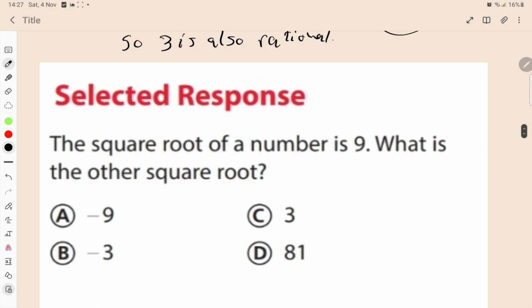Very good. Selected response. The square root of a number is equal to 9. What is the other square root? We said that the square root of x is equal to 9. The other square root is negative 9.